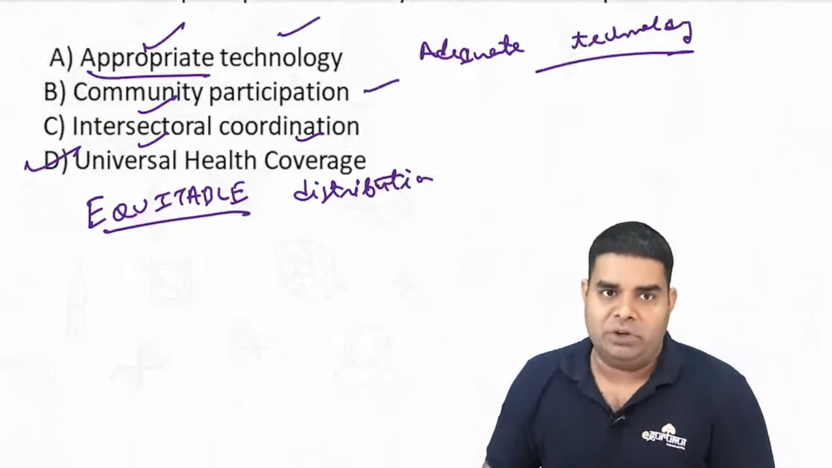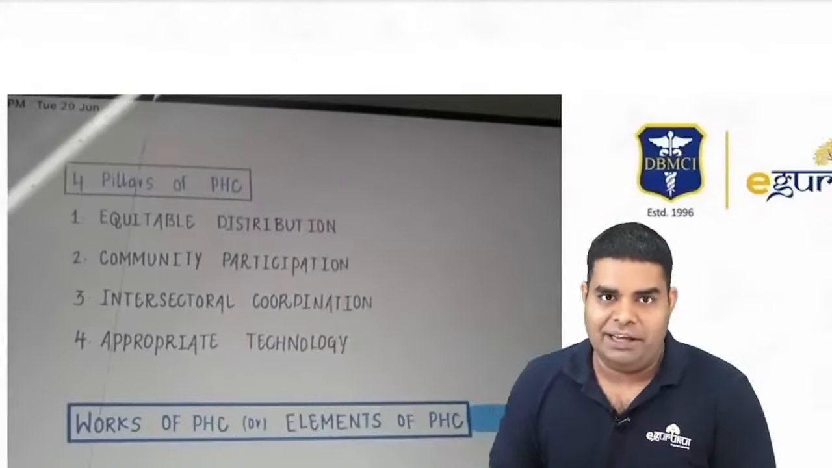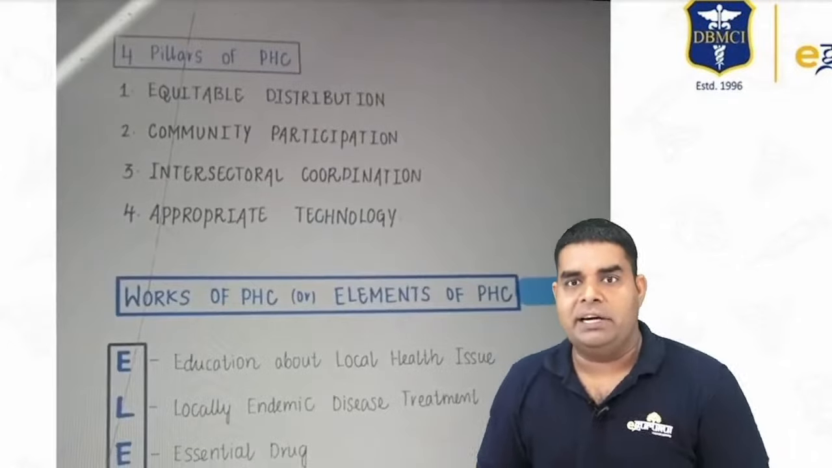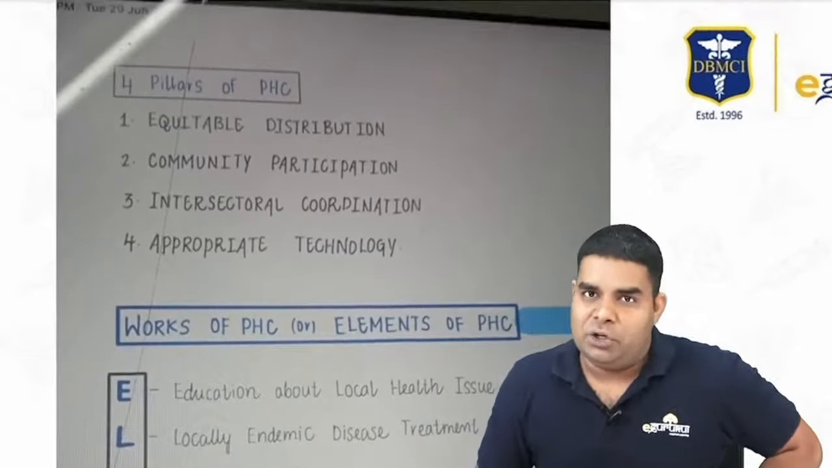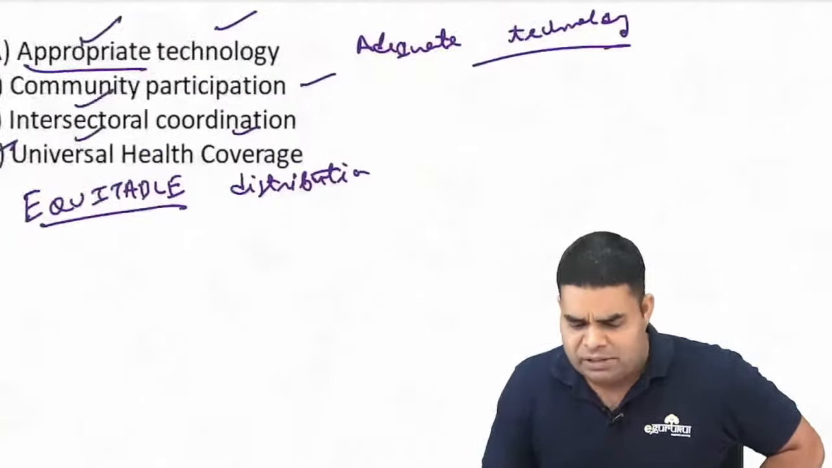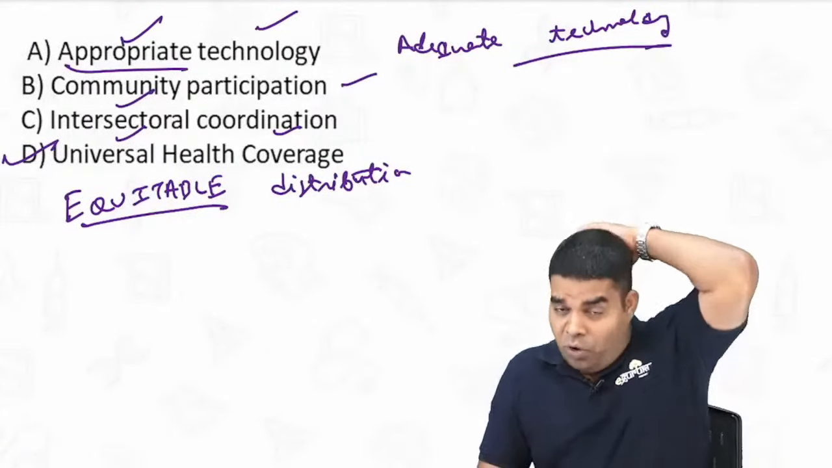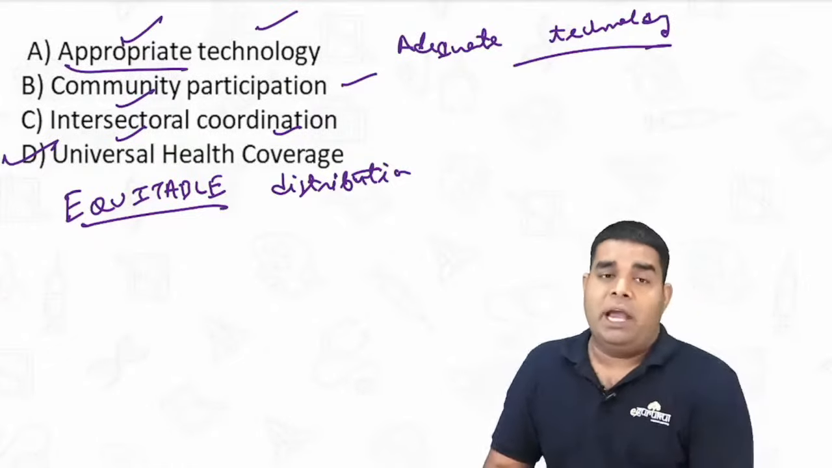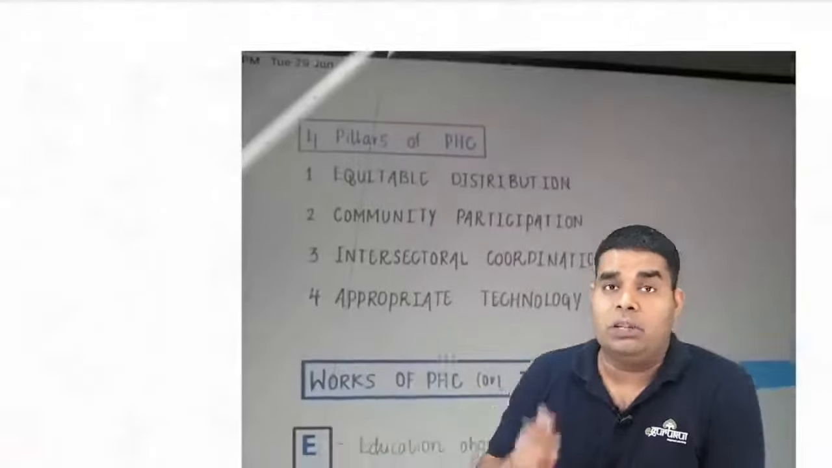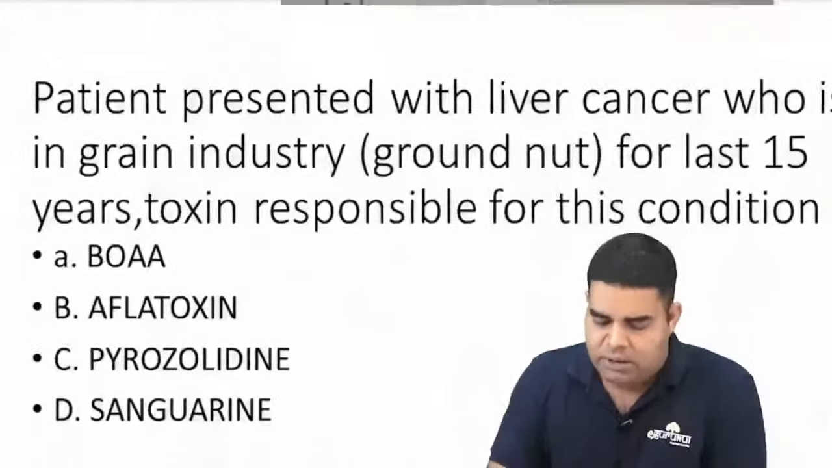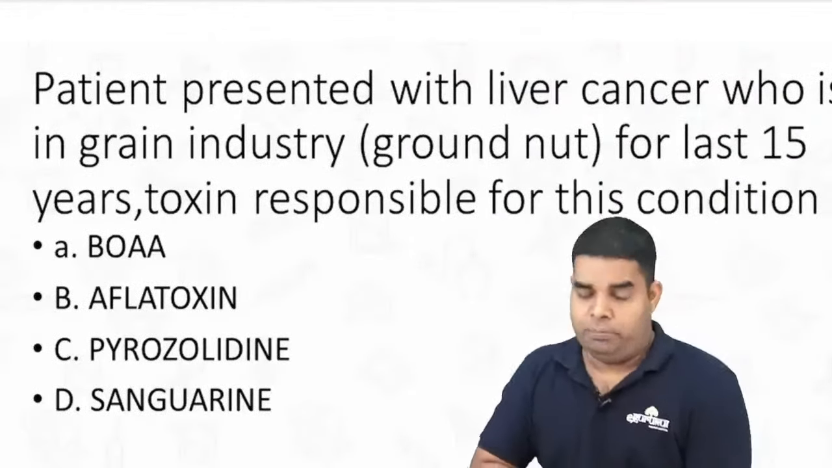Okay, so the answer was universal health coverage. Of course, it is given in everybody's notes: equitable distribution, community participation, intersectoral coordination and appropriate technology. Universal health coverage is the World Health Day theme of WHO, and to achieve Sustainable Development Goal 3, we need to have universal health coverage, but it is not a pillar of PHC.